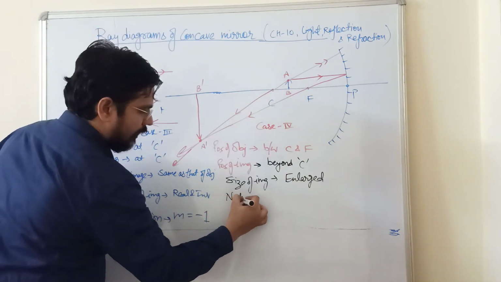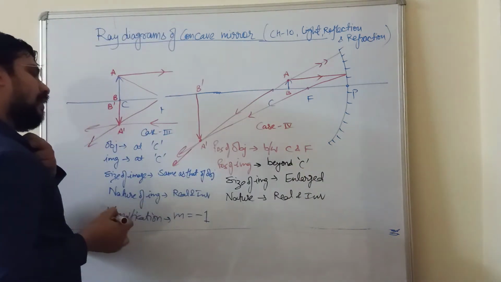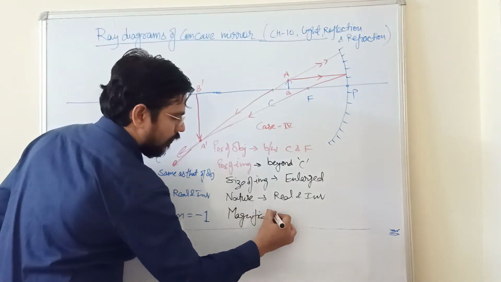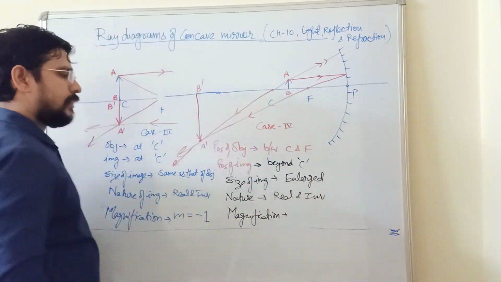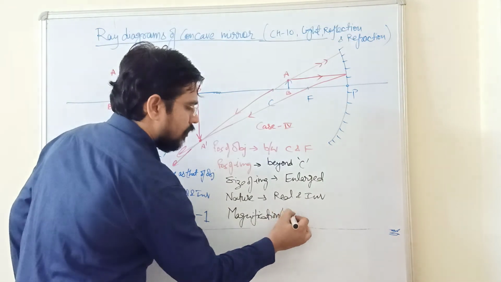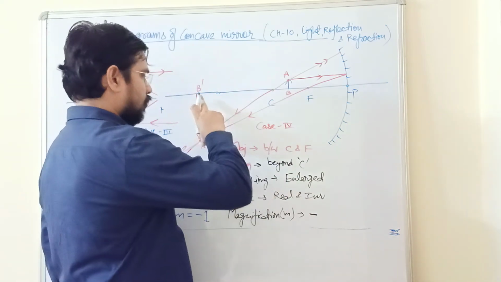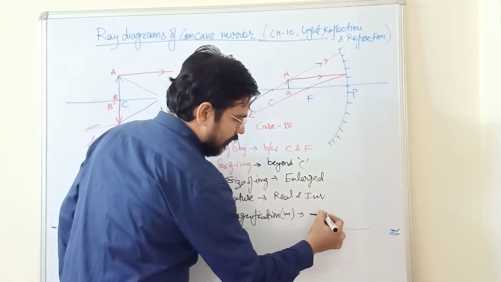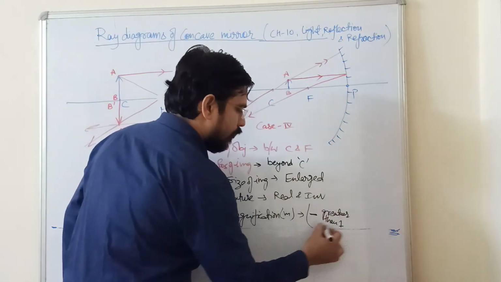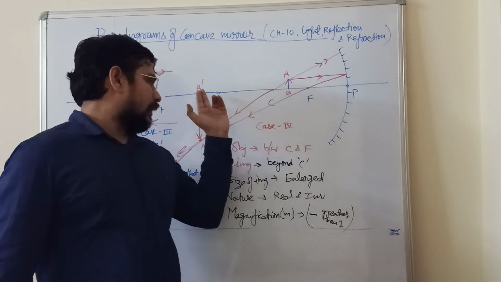Nature, as rays of light are actually meeting, is real and inverted. And about magnification, as we know that the size of the image is greater than the size of the object, but it is inverted, so the minus sign is for inverted, and because the size of the image is greater than the size of the object, it is going to be greater than 1. So you will understand this when we do the numericals. Magnification is going to be negative and greater than 1, because the size of the image is greater.